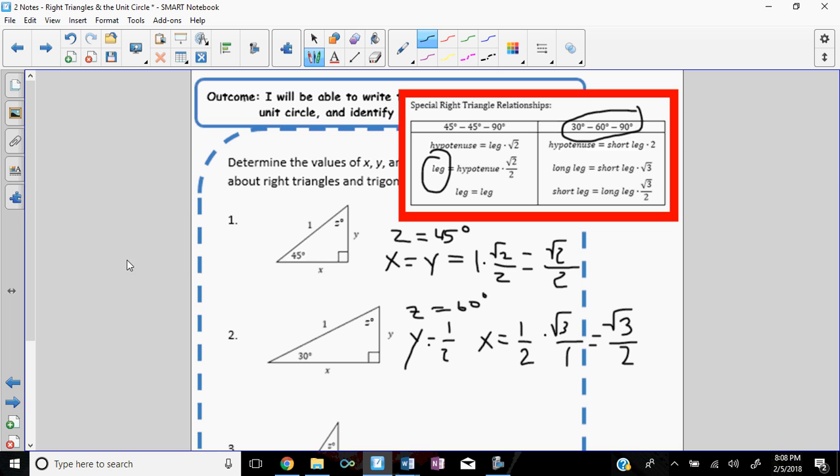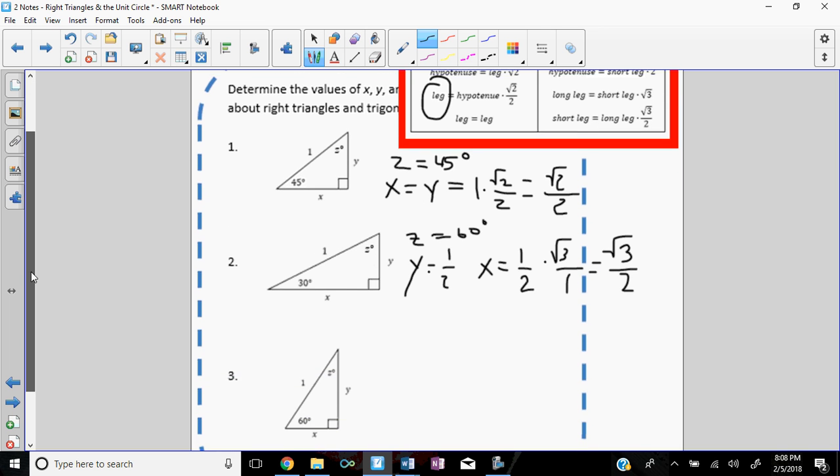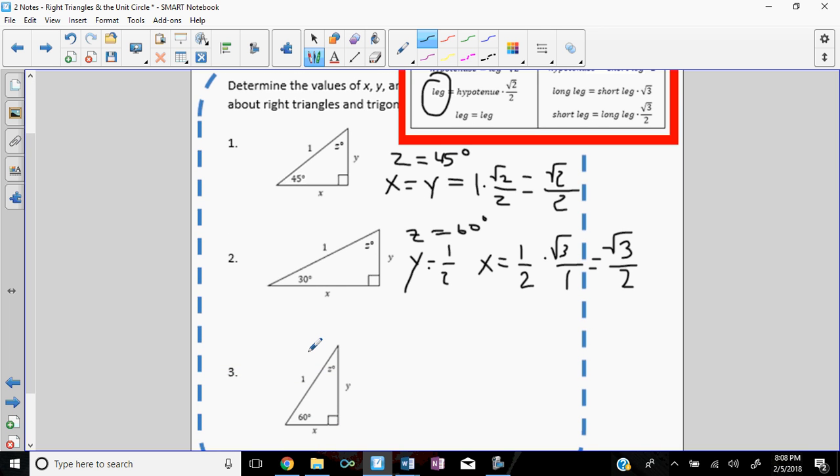Let's take a look at the last one. If you take a look, this time we've got the triangle kind of flipped, but notice that it is another 30, 60, 90 degree angle. But this time we know the 60 degree angle. That must mean that Z in this case is 30.